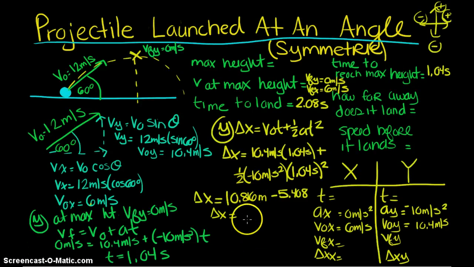All right, and so we end up with 10.816 minus 5.408, and that gives us a delta X in the Y of 5.408, and this delta X is positive. That does make sense because this is the displacement that the ball takes from 0 to halfway through its flight, so that displacement would be up. So the maximum height is about 5.4 meters.